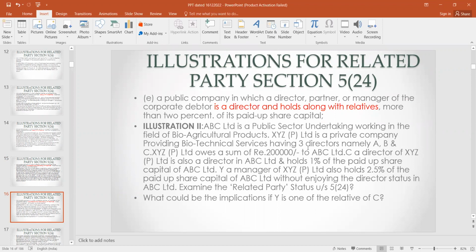Now, a manager holds 2.5%. What could be the implication if Y is one of the relatives of C? In this case, this XYZ Limited has three directors A, B, and C. If Y is one of the relatives of C, then you have to combine the shareholding.